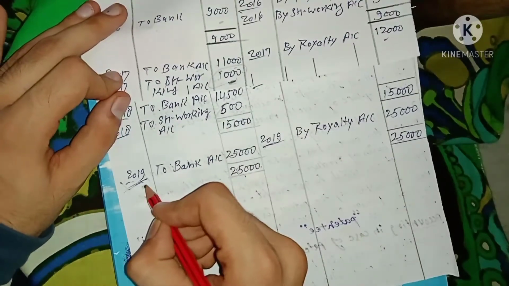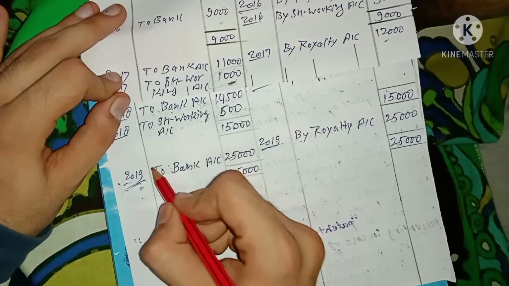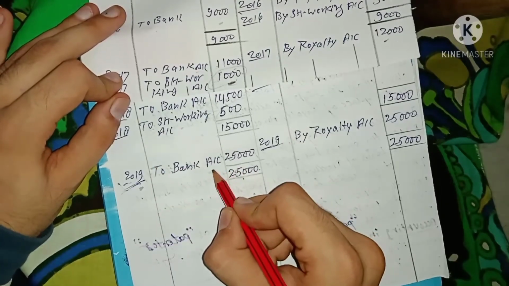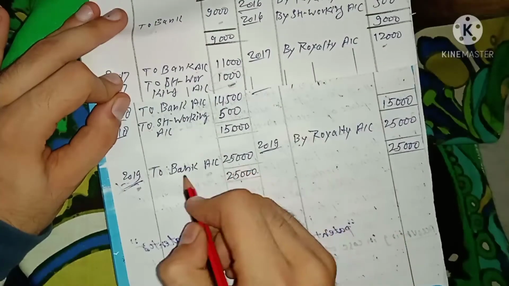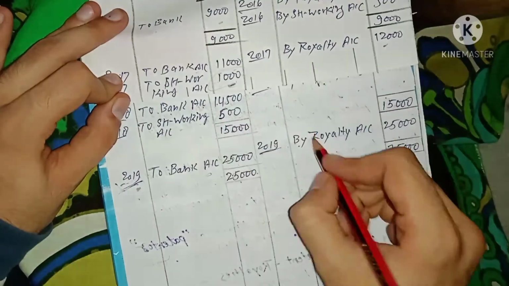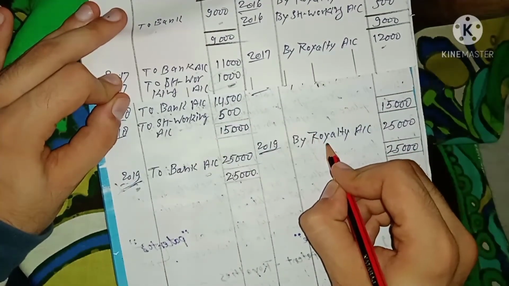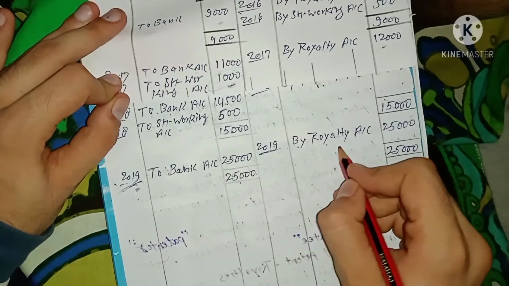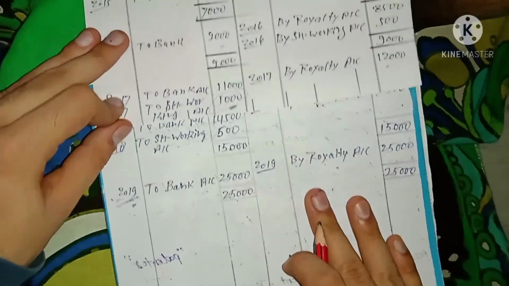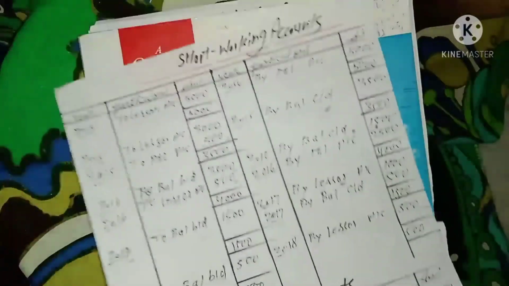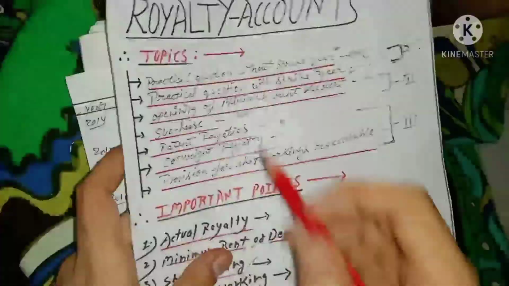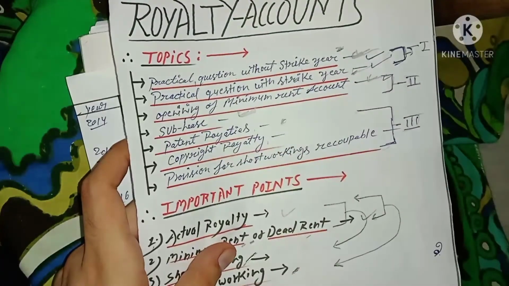And in the last year, you can see the whole amount incurred as actual royalty, of rupees 25,000. The whole amount is payable to the patenter by the patentee. Here you can see 25,000 to the bank by the patentee to the patenter. And the royalty amount, what was that? The royalty amount was payable to the patenter by the patentee. This is how we are done with another topic, patent royalties.